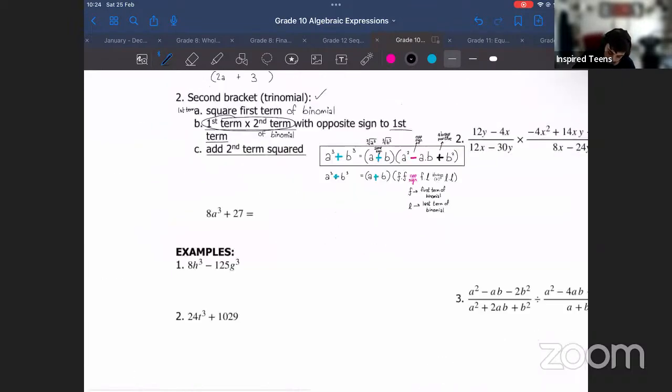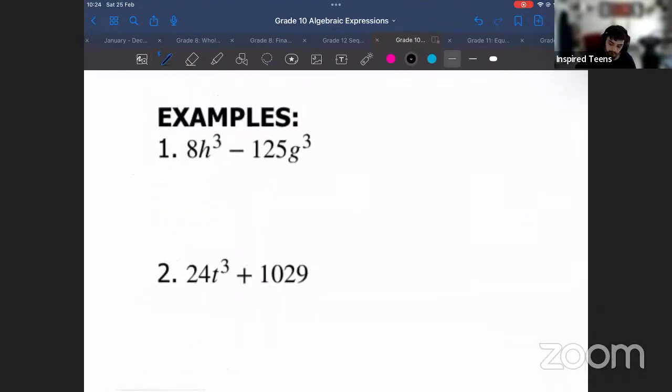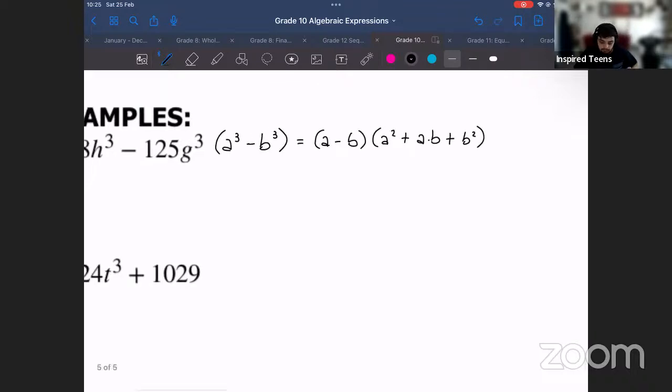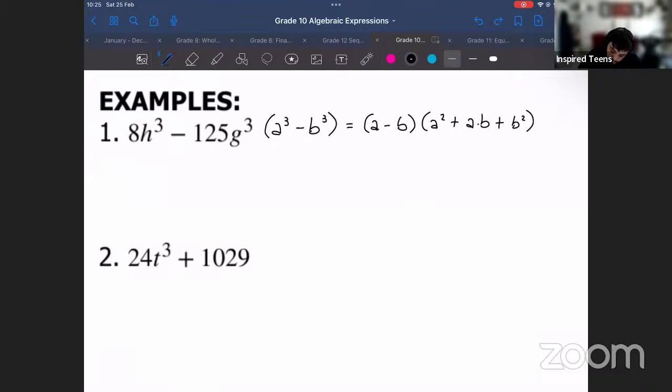Okay, so I hope that clarifies things. Let's look at a few examples. So I have the difference, in this case, of two cubes because I have two perfect cubes and I have a negative. So first bracket, remember, a cubed minus b cubed is going to be equal to, firstly, a minus b. Secondly, a squared plus, opposite sign, a times b, always positive, b squared. Okay, formula.